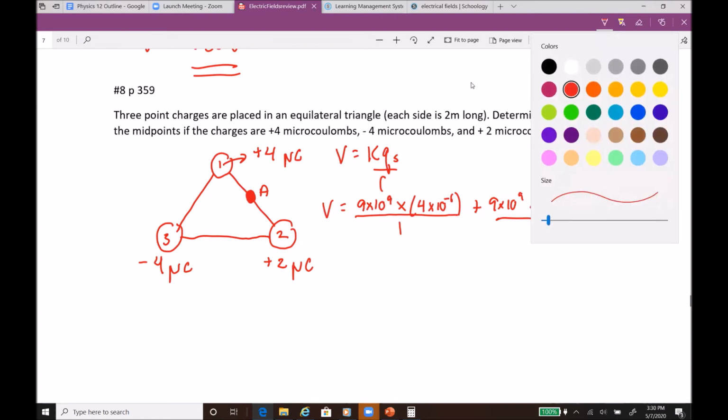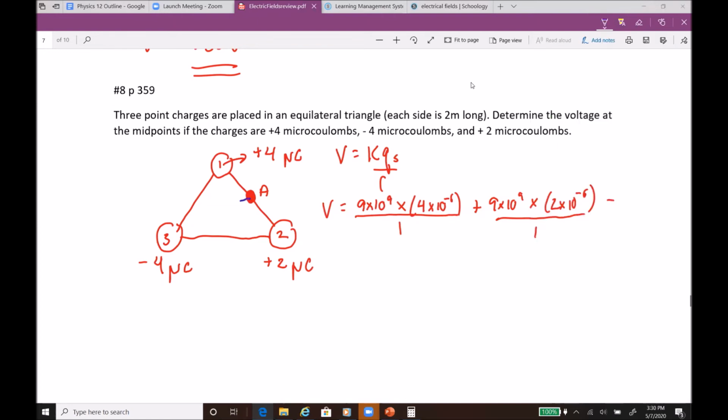It's obviously going to be a different distance, but we can work that out. We know that's 1, and we know that's 2, so this should be root 3. That should be the length from point A to that charge, which we'll call charge 3. We can work out that value, but it's a negative charge, so when we add it up, it's going to be a negative value.